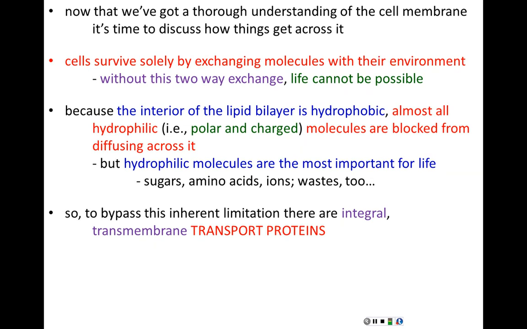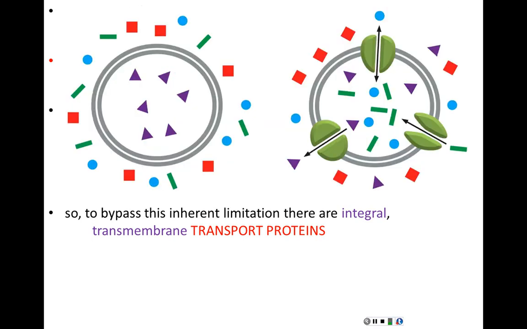So how do we fix this? How do we create a transport across a membrane that inherently blocks the most important molecules responsible for life? Well, to bypass this limitation, we have proteins. Specifically, we have integral transmembrane proteins, and you should know what those terms mean now after the last lecture, that are more specifically transport proteins. Proteins whose sole responsibility it is to get things in and or out of the cell.